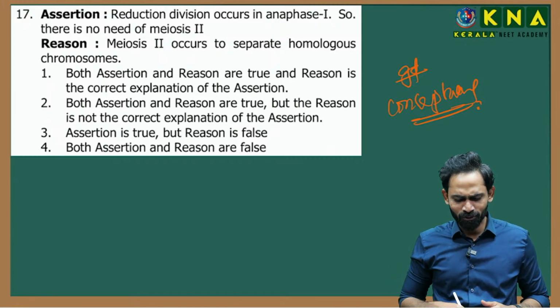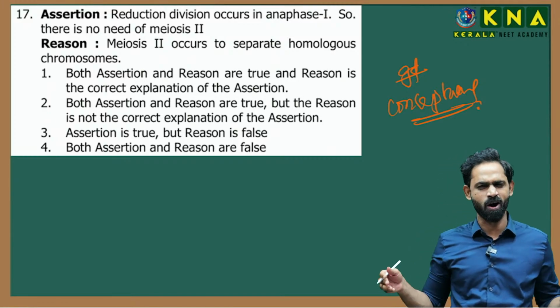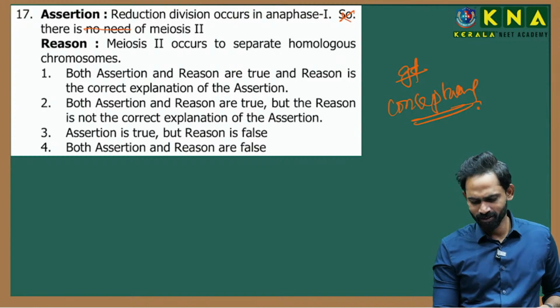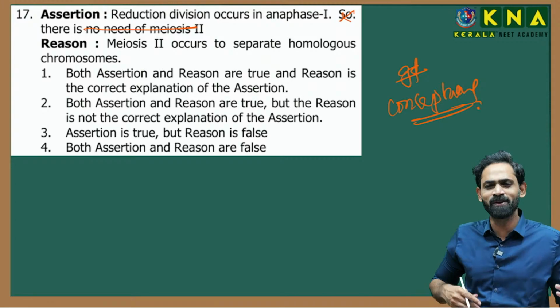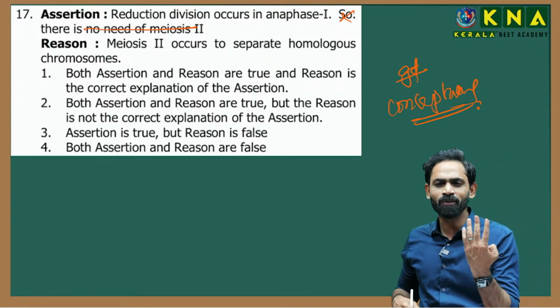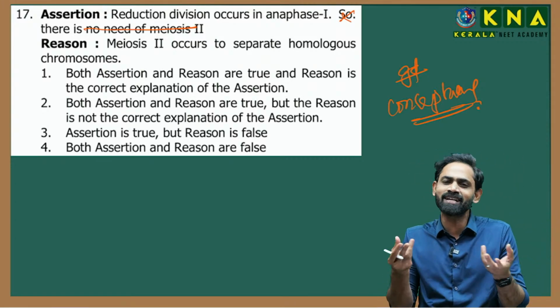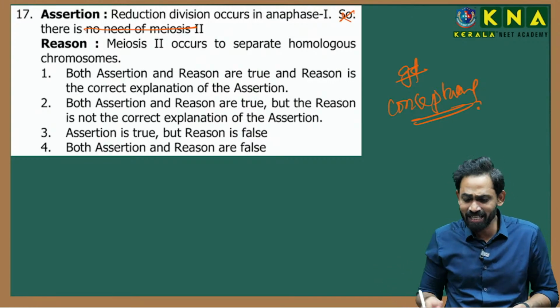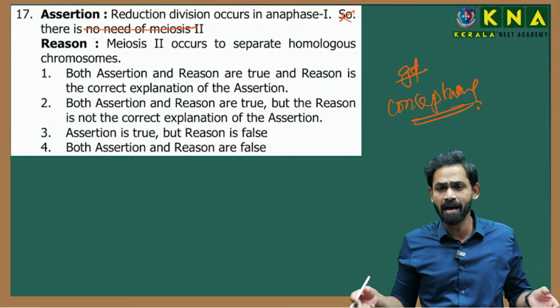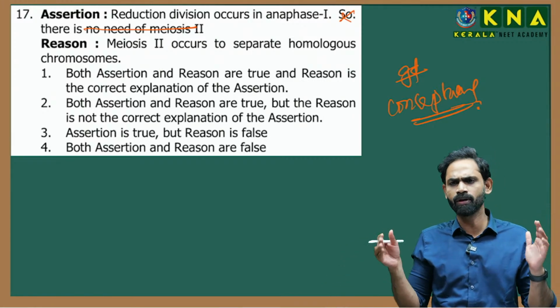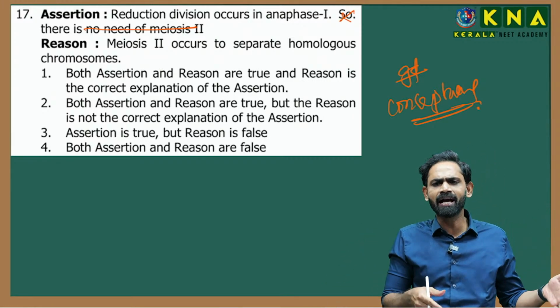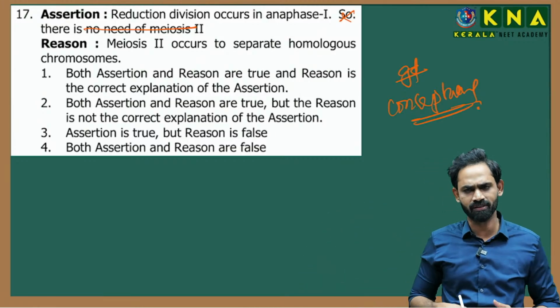Up to there, correct. So there is no need of meiosis 2? Wow, this is wrong. There is a need of meiosis 2, because as a result of meiosis 1 and meiosis 2 there is a formation of 4 haploid gametes, which we call a tetrad. The actual reduction happens in meiosis 1, segregation happened, but meiosis 2 is required to convert the dyad of cells into a tetrad of cells.